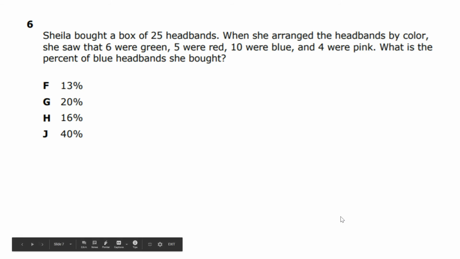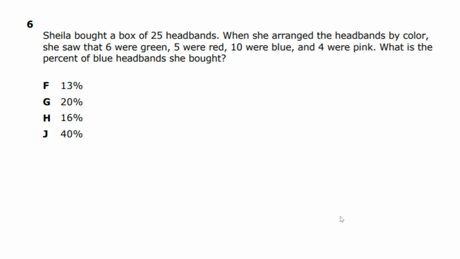Number 6. Sheila bought a box of 25 headbands. When she arranged the headbands by color, she saw that 6 were green, 5 were red, 10 were blue, and 4 were pink. What is the percent of blue headbands that she bought? 25 headbands, 6 green, 5 red, 10 blue, 4 pink. What percent of blue?